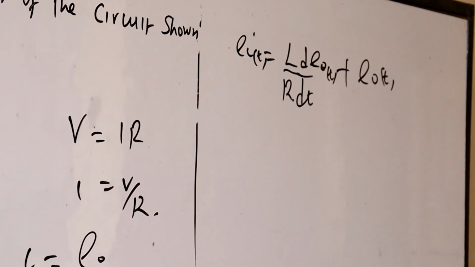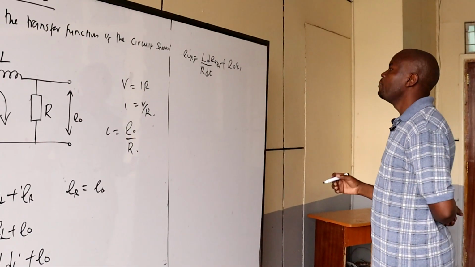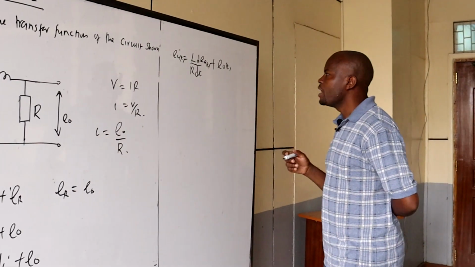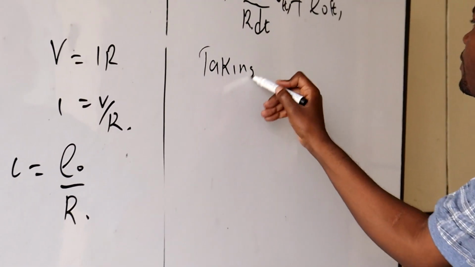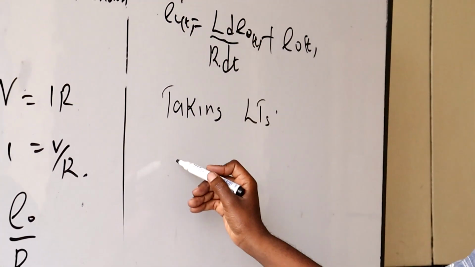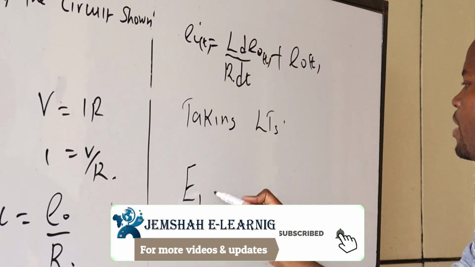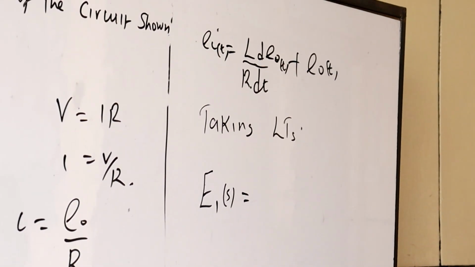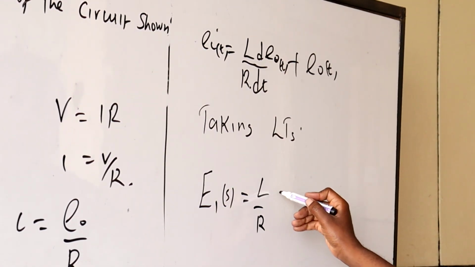Then from there, we have achieved the first step, whereby we are supposed to come up with the integral differential equation. Now, after doing this, we are supposed to take the Laplace transforms. If you take the Laplace transforms, of course, when taking Laplace transform, we are going to write in capital letters. So we are going to have EI of S, and then change it from time domain to frequency domain by getting the Laplace transform, which is equal to L over R d.